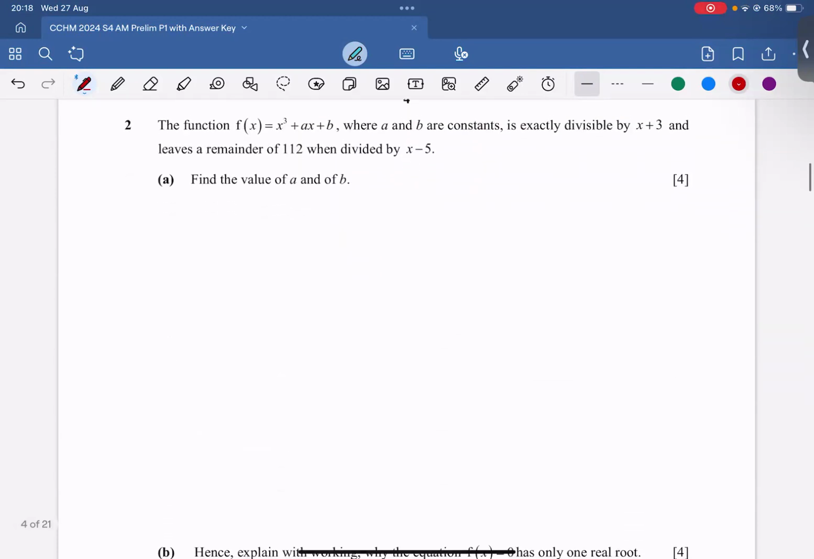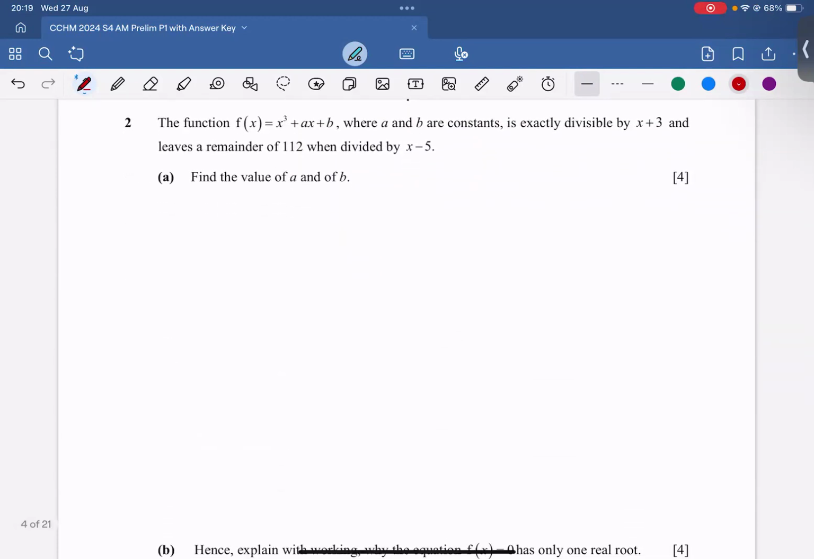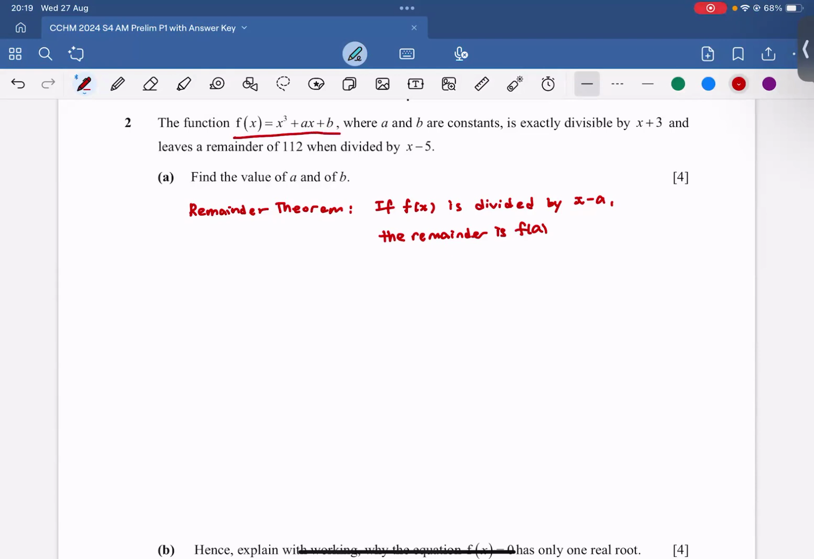Okay, next, the function this. So what we need to know is remainder theorem. So what is remainder theorem? Remainder theorem says, if f(x) is divided by x minus a, the remainder is f(a). Okay, so from the first part, when we say f(x) is exactly divisible by this, we will f(minus 3). Sorry.